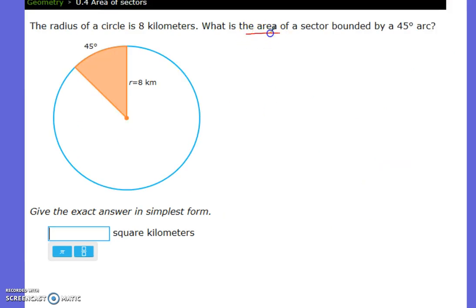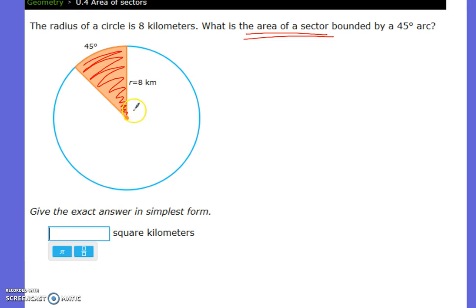Here the question is different. This is IXL U4. The previous questions were IXL U3. So here they're asking you to find the area of the sector. So what's the space in this sector? A sector is a part of a circle.